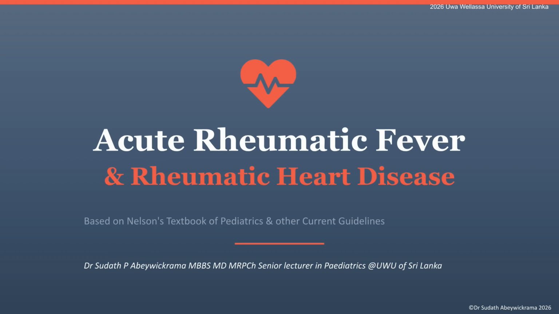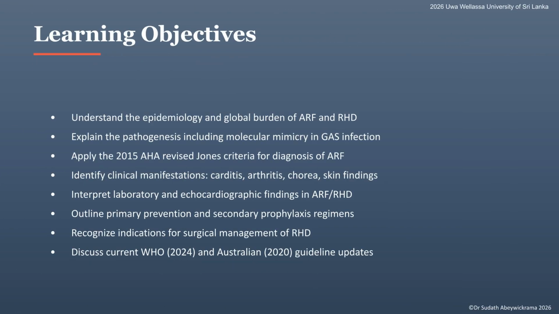This video will cover acute rheumatic fever and rheumatic heart disease, based on Nelson's Textbook of Pediatrics and other current guidelines. Our learning objectives include understanding the epidemiology of ARF and RHD, explaining the pathogenesis, and applying the 2015 AHA revised Jones criteria. We will also identify clinical manifestations, interpret lab and echo findings, outline prophylaxis regimens, and recognize surgical indications. Finally, we'll discuss updates from current WHO and Australian guidelines.